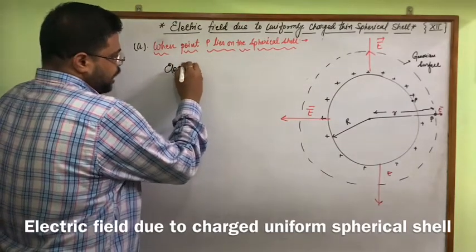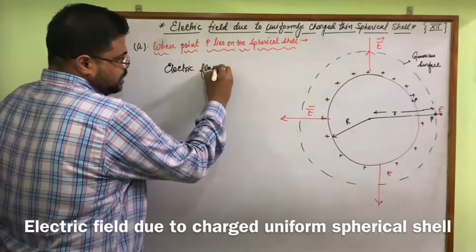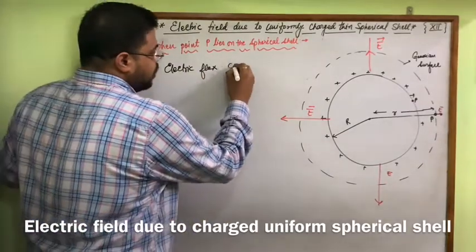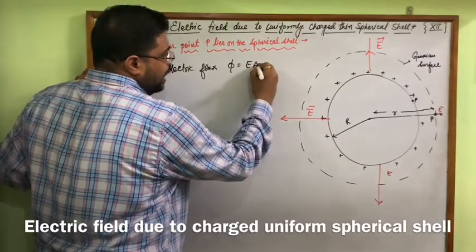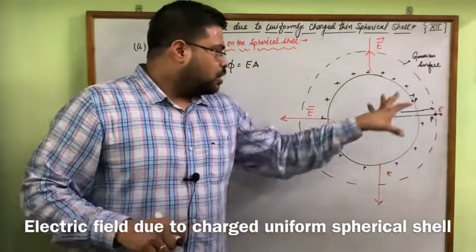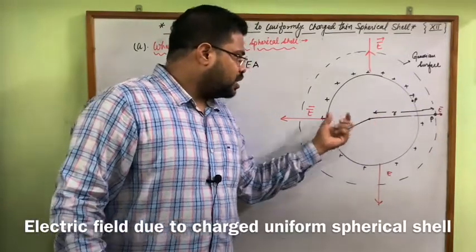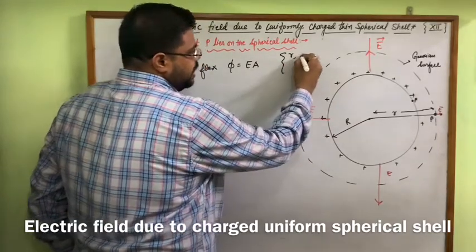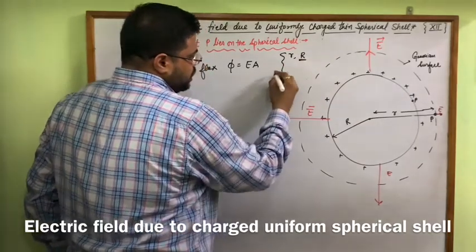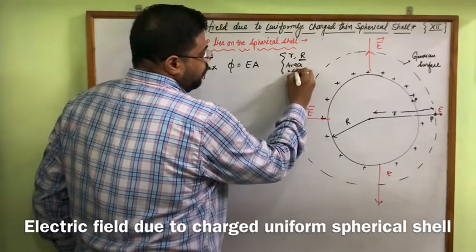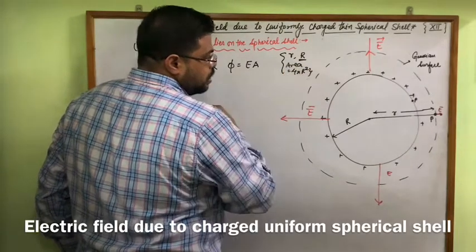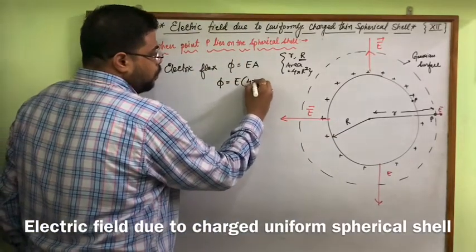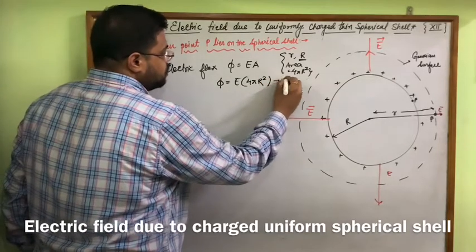Electric flux, look here, same step, say electric flux phi equals E A. Right now, what is the area of the sphere? Before, we took r as a particular distance, but here the radius is capital R, so the area will be 4 pi capital R square. So now we can write phi equals E times 4 pi capital R square. Give this equation number 1.